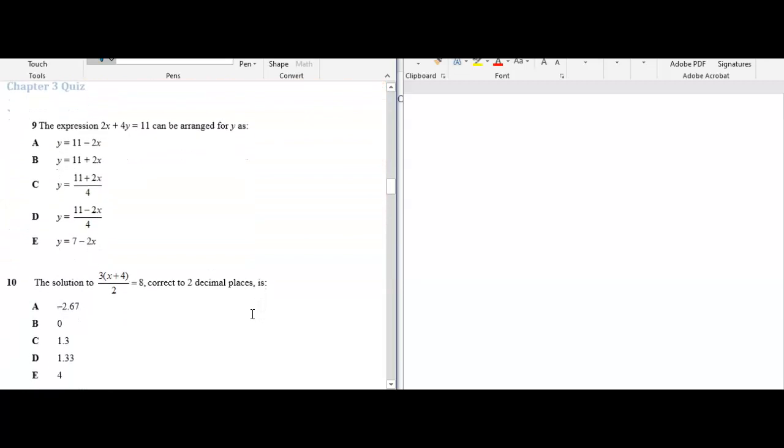Question 9, the expression 2x plus 4y equals 11 can be arranged for y as. So I'm just going to write that, 2x plus 4y equals 11. Now we want to get the y by itself, so I'm going to subtract the 2x from both sides. So we're left with 4y equals 11 minus 2x, and then we've got a 4 in front of the y, so let's get rid of that. Now I'll just stop here because I'm going to look at the form my answers are in, and I can see I've got the over 4. So I'm going to do the same there.